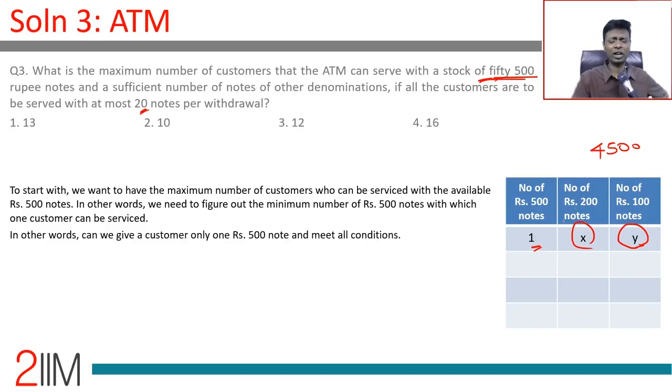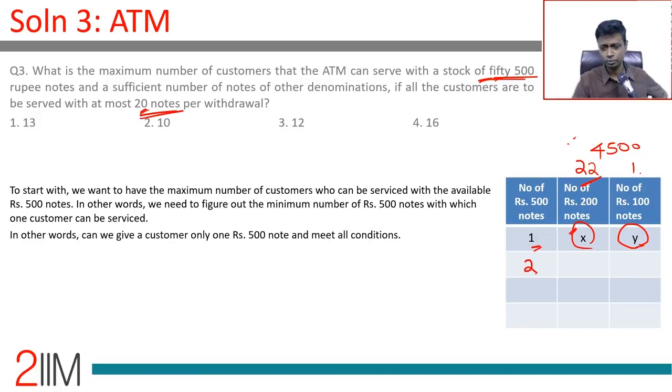The best case scenario to do it with the least number of notes would be to have lots of these. So make 22 of these and one of these. 22 of these goes to 4,400. One of these gives us another 100. But this means we have 1 plus 22 plus 1, 24 notes. That's not possible. With just one 500 rupee note, it is impossible to satisfy this criteria and give 5,000 rupees.